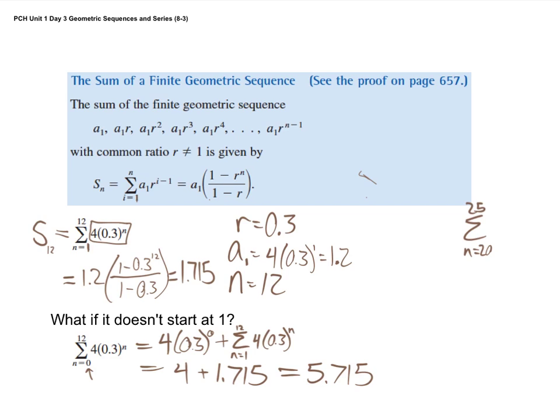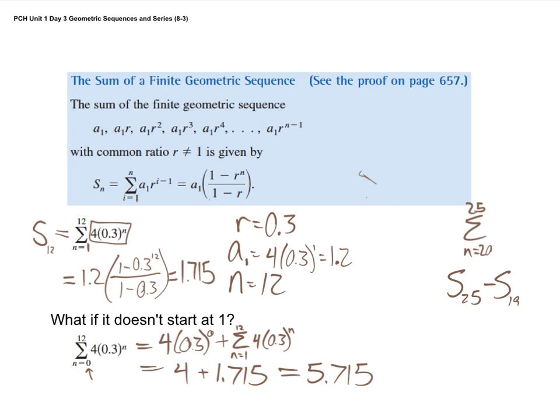There's another way you could do it as well. What if I found S sub 25? That includes too much, right? What don't I want? 1 to 19. So I would have to subtract S sub 19. See how that works? There's no faster way. I don't know.